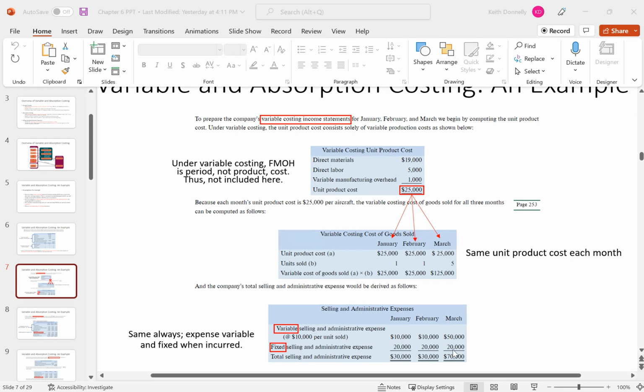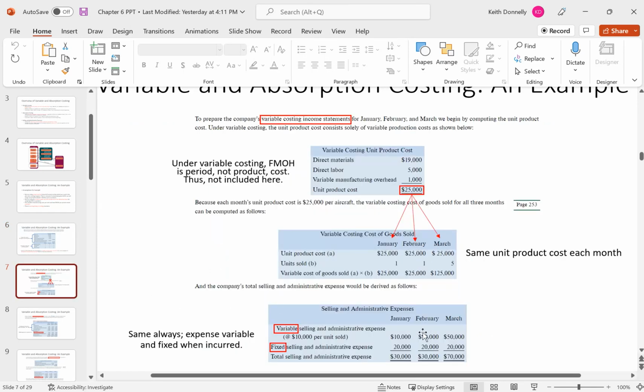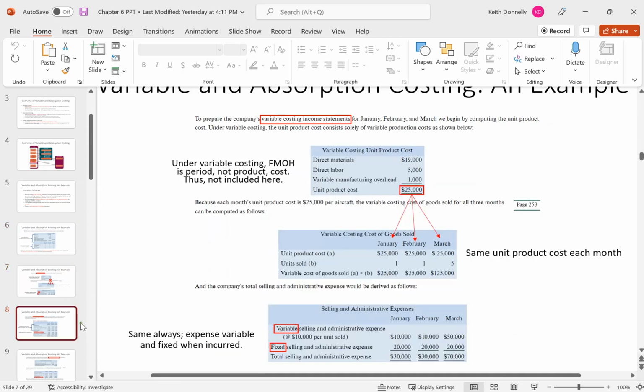So the 50 and 20, how do they get that? The variable is 10. It looks like in March they had 5, so the variable selling is a function of how many they sold, 5. And then the other months, it's 10 and 10. The fixed is going to be fixed each month, 20 grand fixed.